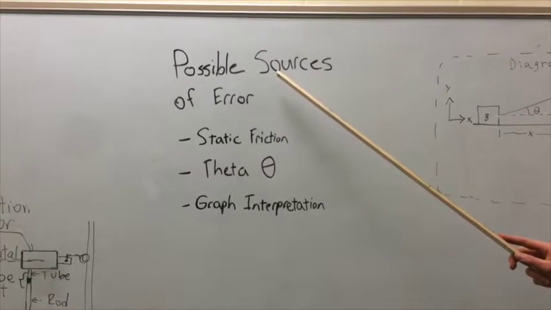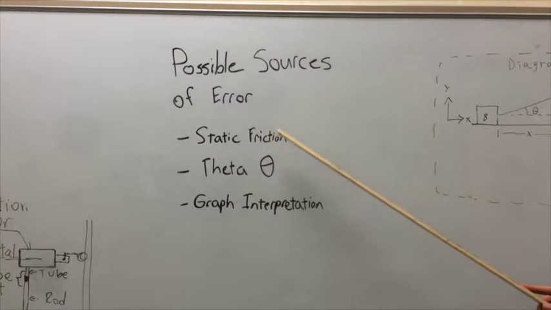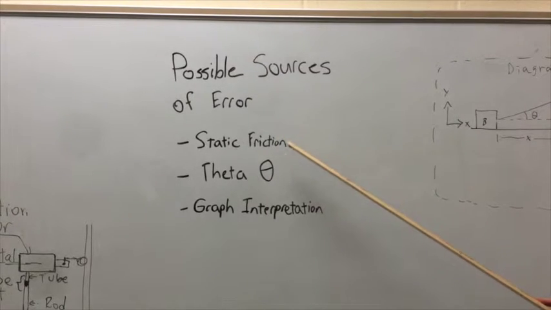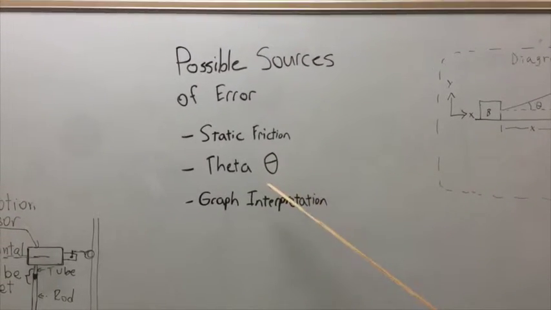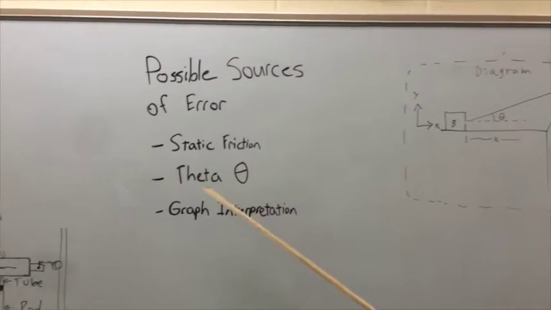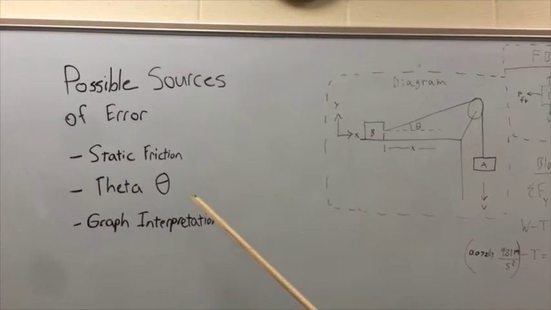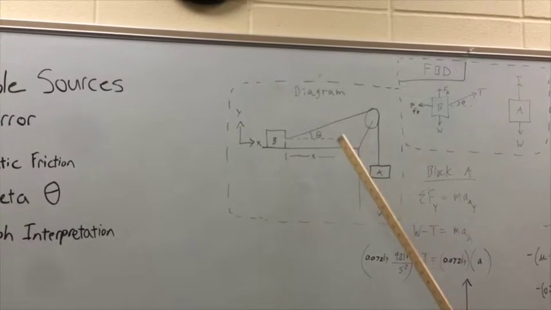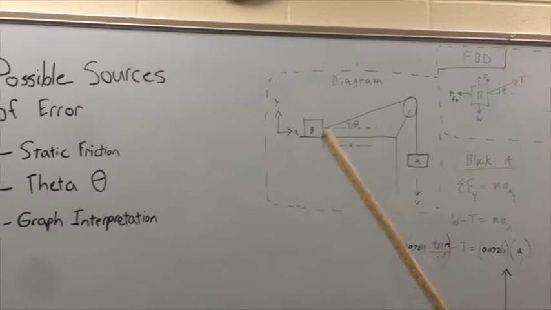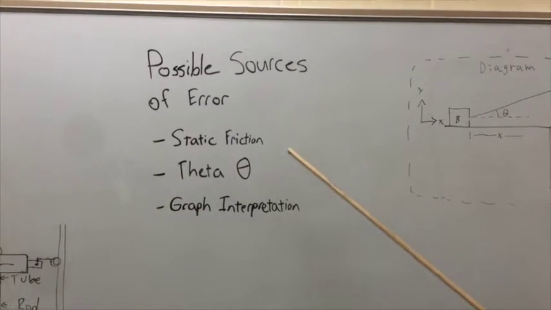So a possible source of error is that static friction actually has a tiny small value. Also, our calculation of theta, it was difficult to measure the length of the string with the apparatus and get the angle exactly right. It was very close, but that is one possible source of error.